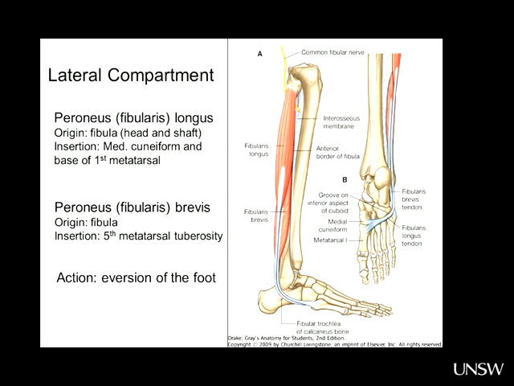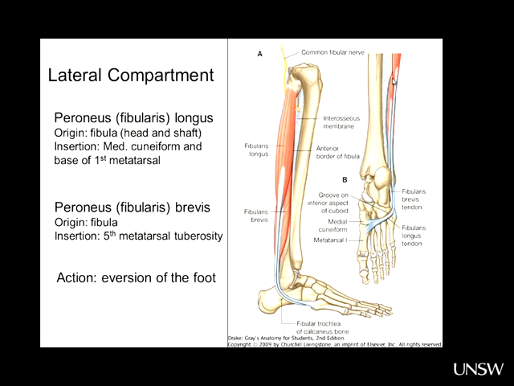Now the lateral compartment is just two muscles. There's a deep and a superficial one. They basically go essentially from the fibula down to the foot. Now we'll start with the deep one maybe. The deep one's easier. It's coming from the shaft.